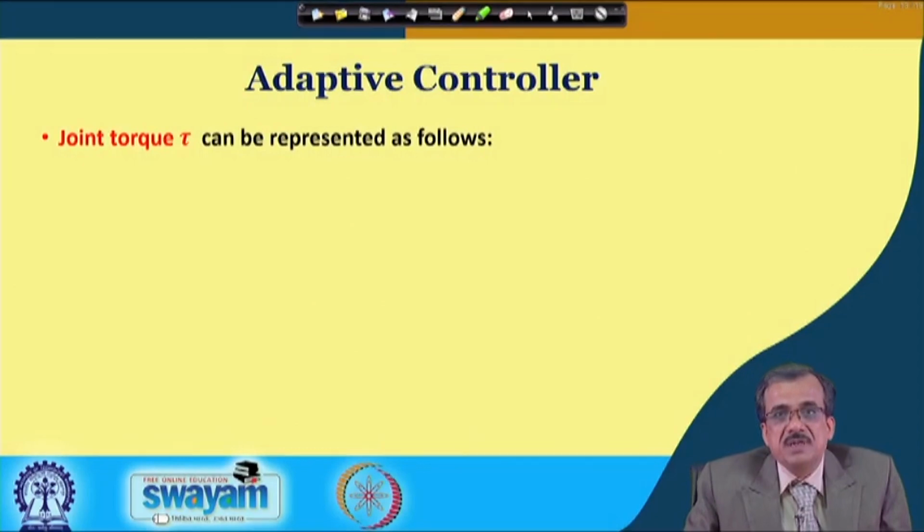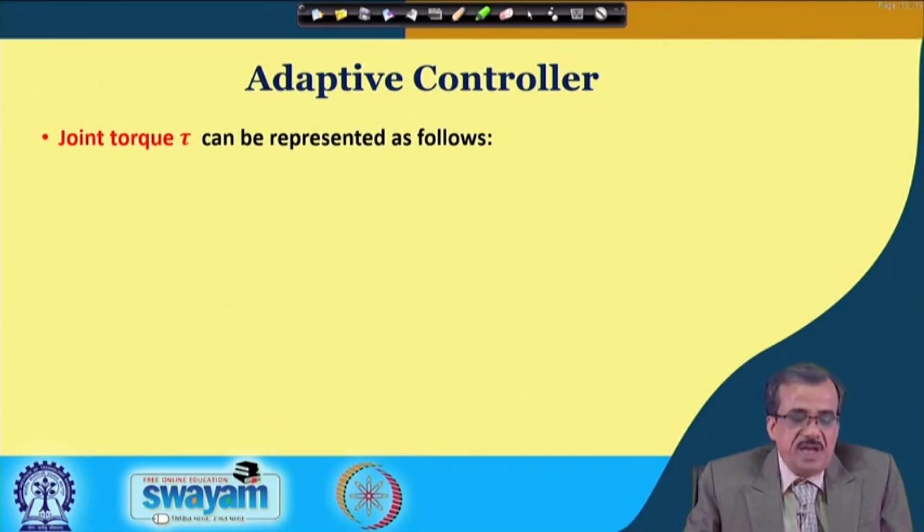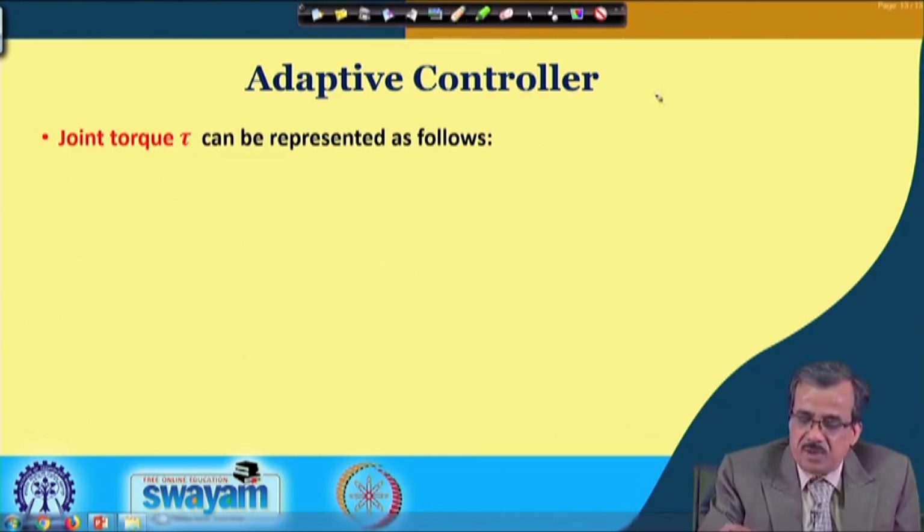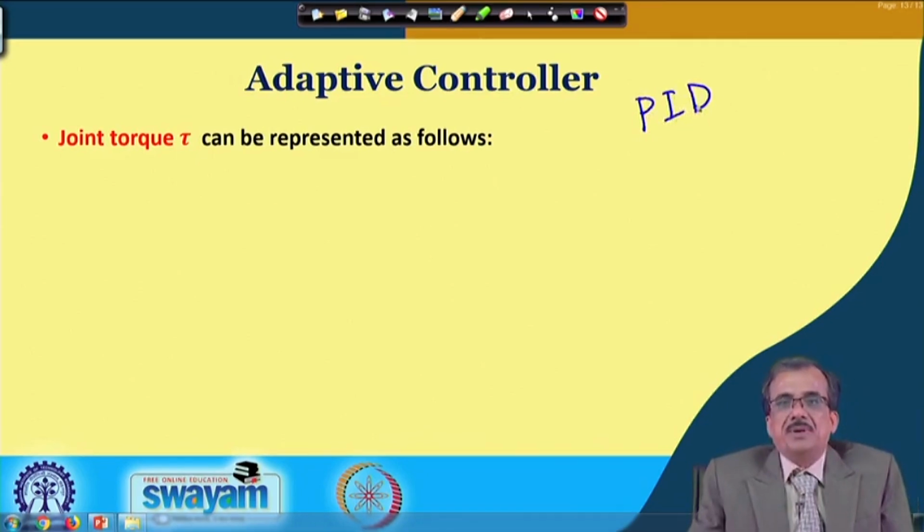Now we are going to discuss how to design and develop an adaptive controller. In robotics, at each of the joints we use some DC motor, and to control the motor we use some controller. I have already mentioned the PID controller, that is, the proportional, integral and derivative controller.